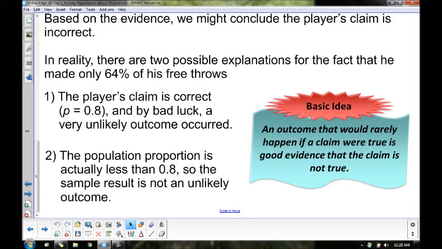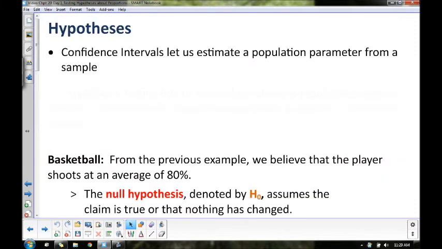So again, what we're saying is an outcome that would rarely occur, such as this case, a free thrower with an 80% free throw rating only making 64% or 62% of his free throws. Is that one piece of evidence strong enough to say that he is lying? And that's the whole purpose of a hypothesis test.